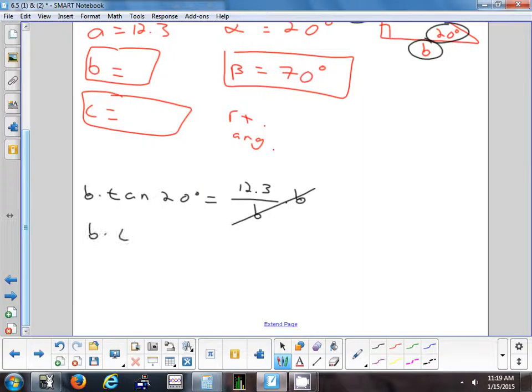Now we've got B times the tangent of 20 equals 12.3. And my last step is to divide each side by tangent 20.